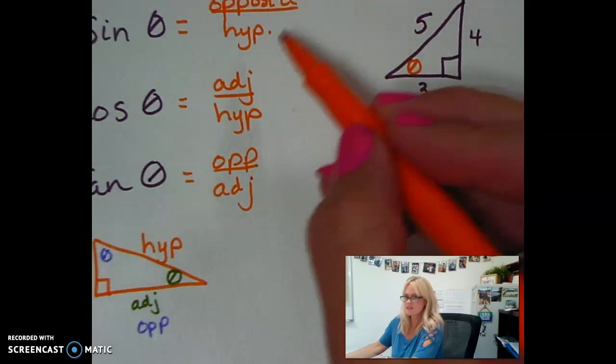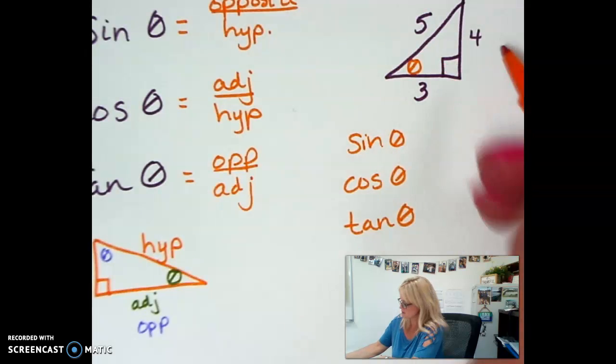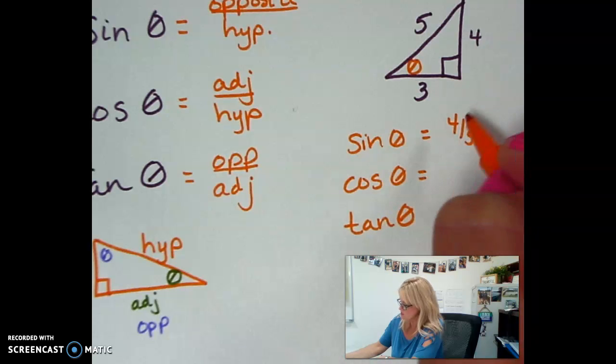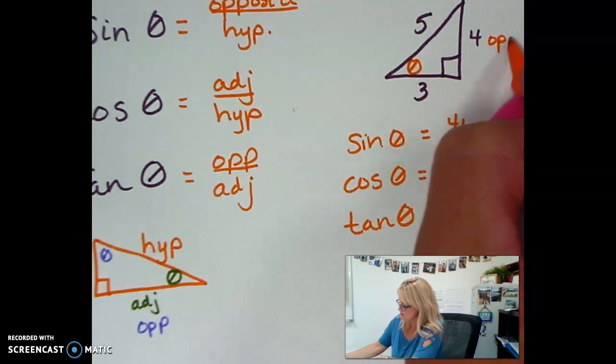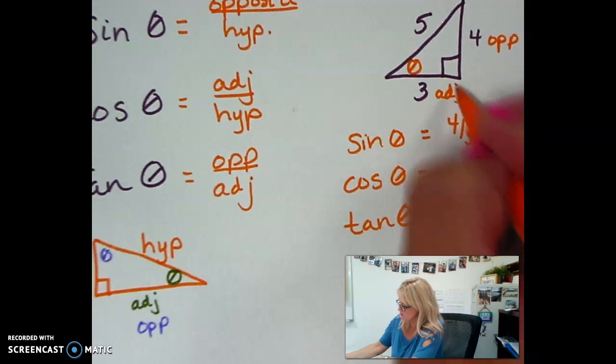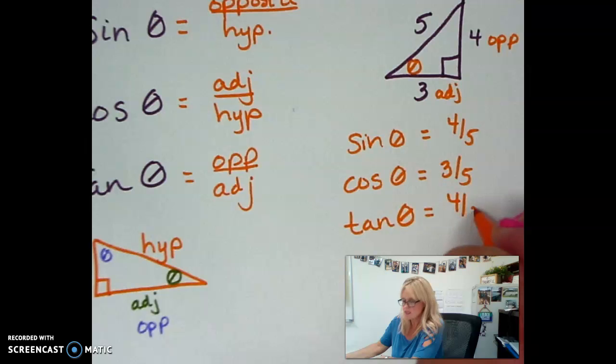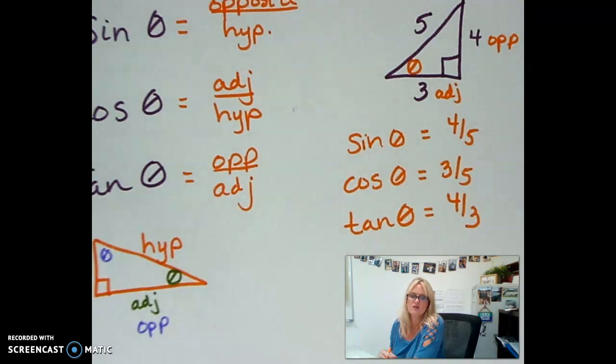Sine is opposite over hypotenuse, so the opposite is 4 over 5. Cosine is adjacent over hypotenuse, and that would be 3 over 5. And tangent is opposite over adjacent, 4 out of 3. So this is going to be used now when we look at our unit circle that we talked about already yesterday and looking at our reference angles.